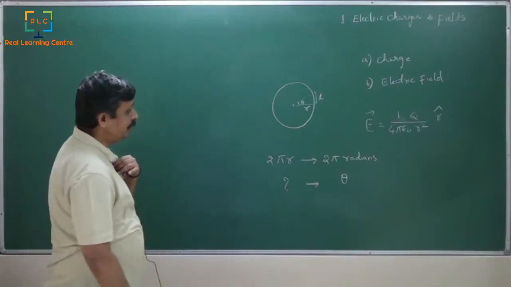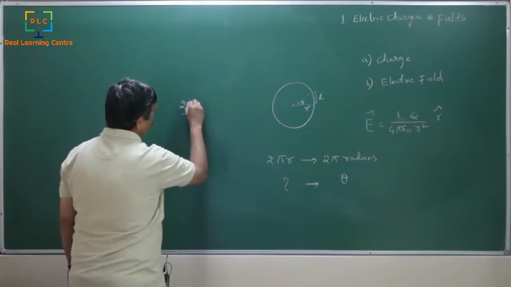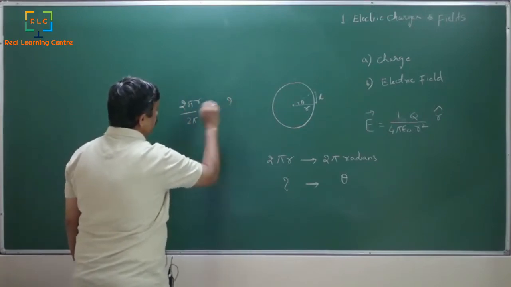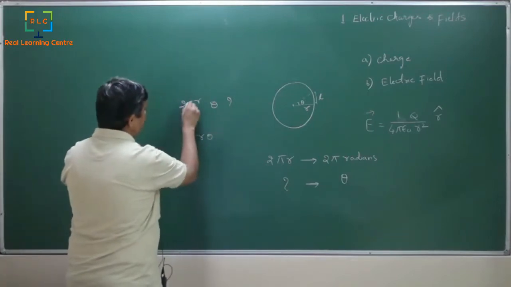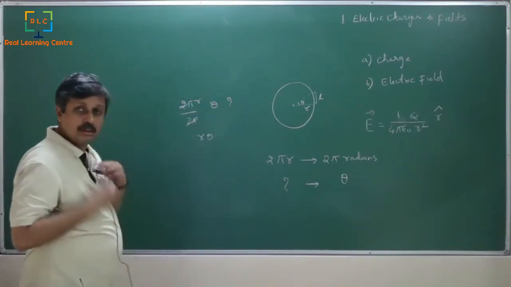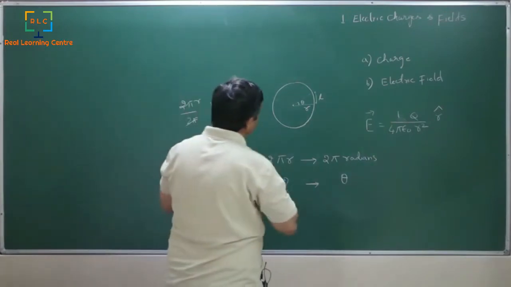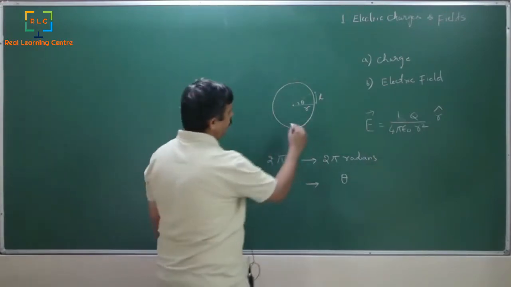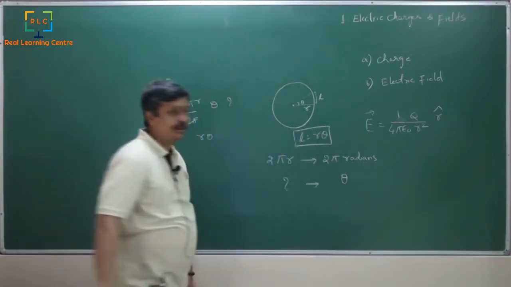So you can say for 2 pi it is 2 pi r. For theta how much? That is the question we are asking, which is nothing but r theta. 2 pi gets cancelled. So we can say L is equal to r theta. That is the formula that you got.